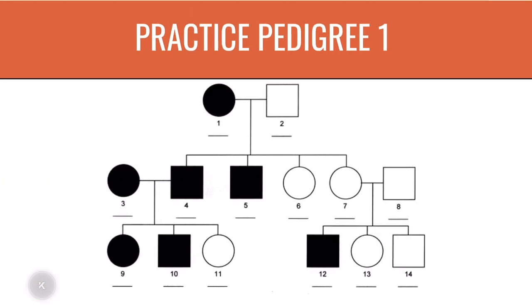So let's practice doing this. Here is a pedigree. I don't know what type of inheritance it is. So I'm looking at this and I'm noticing that I have 4 males who have this and 3 females who have this. So I'm not quite sure if this is sex-linked or autosomal yet.